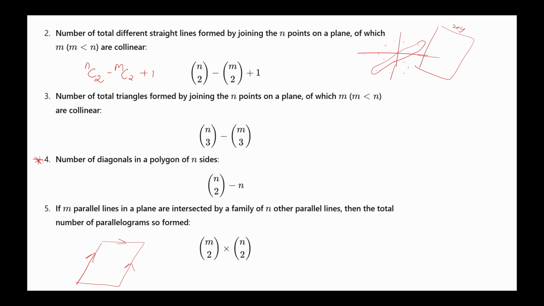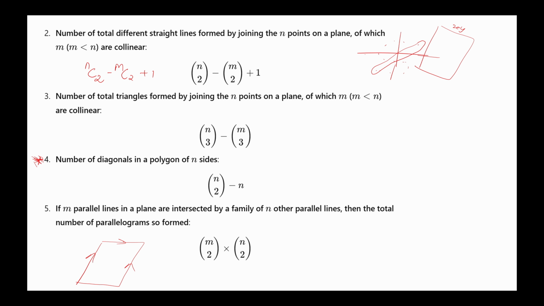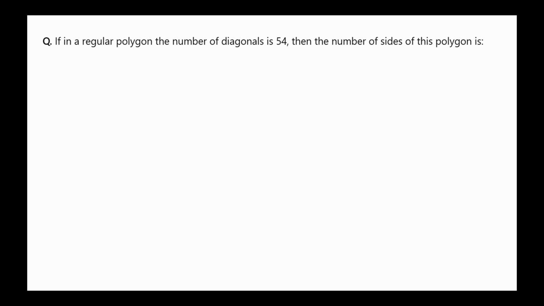This one stays the most important one because there has been a question asked based on this formula, the number of diagonals in a polygon of n sides. We will look into that question as well. So here it is. If in a regular polygon the number of diagonals is given, we have to find the number of sides. So it would simply be NC2 minus n, where n is my number of sides, equals 54, simply using this formula.